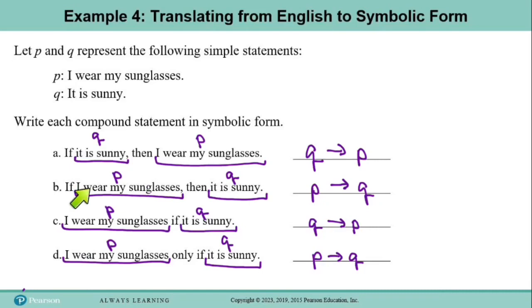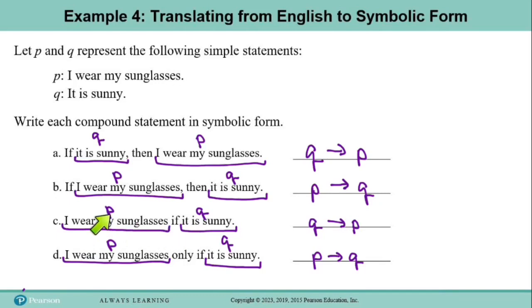So let's look at B again. If I wear my sunglasses, then it is sunny. This is saying, if you see me wearing my sunglasses, then you don't have to look outside. You can know without looking that it's sunny. If I'm wearing my sunglasses, then automatically everybody can know it's sunny. And that's what part D is saying exactly. I wear my sunglasses only if it is sunny. Knowing that I'm wearing my sunglasses is enough information for you to also know that it's sunny. If P, then Q. Now notice that part C is saying something a little different.